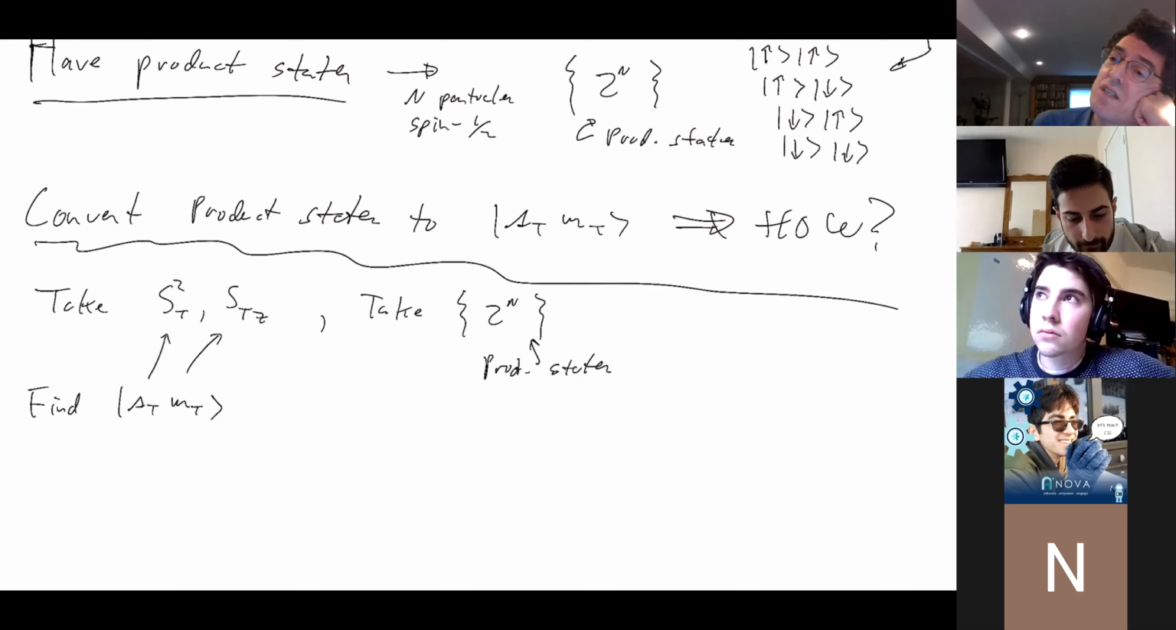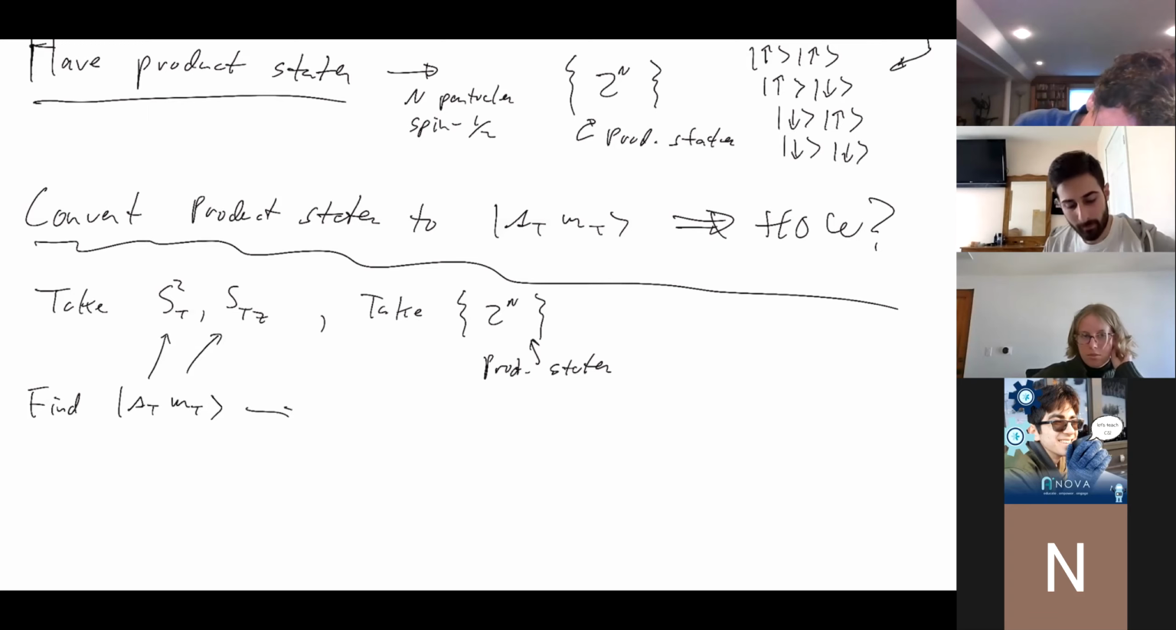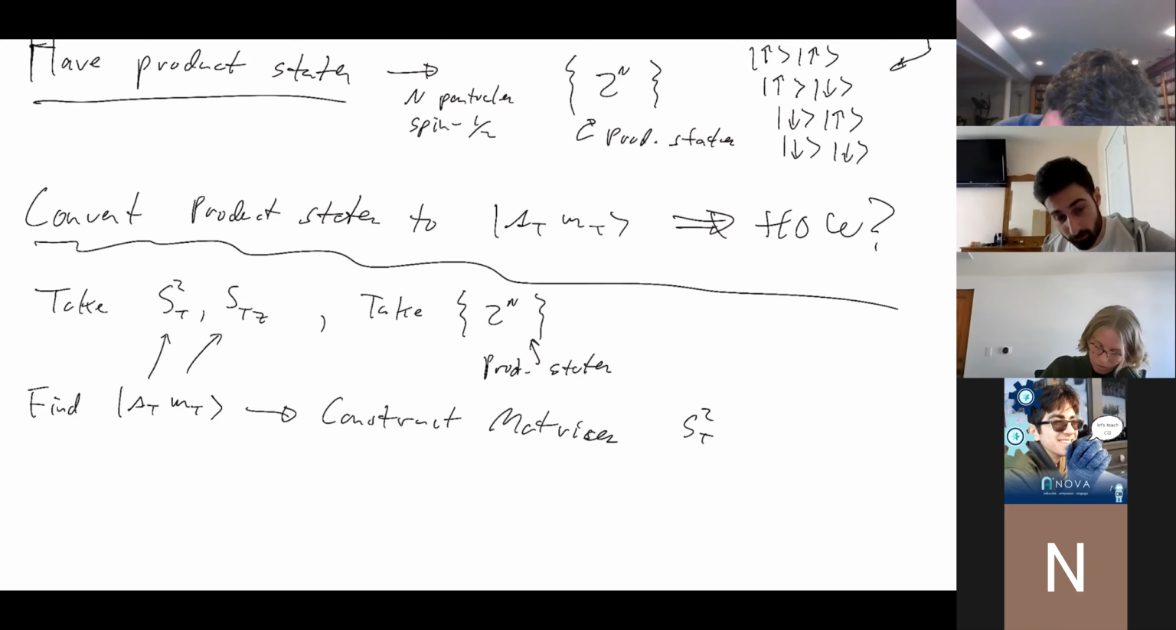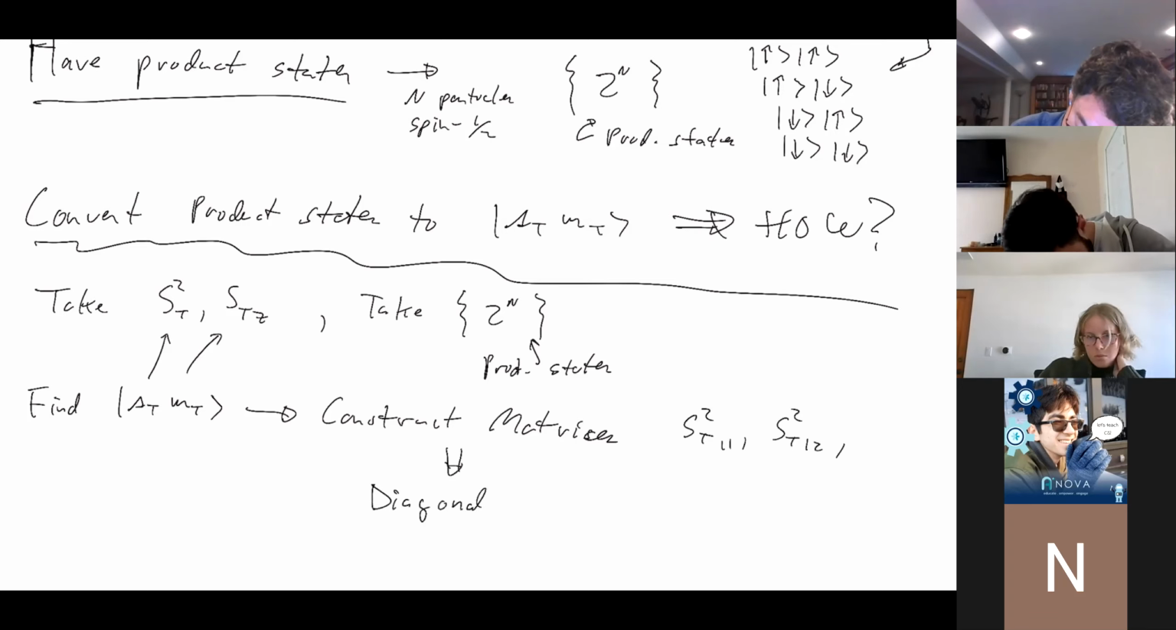It's a math question. The eigenvalue equation. Of what? Of each operator. Exactly, that's exactly right. To find them, you would construct matrices. You would construct S total squared 1,1, S total squared 1,2. You would construct the matrices and then you would diagonalize them according to the rules of linear algebra.